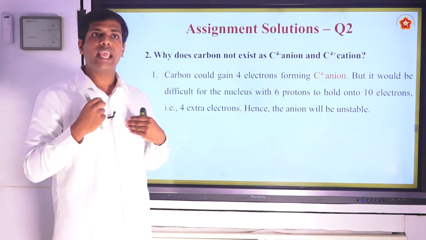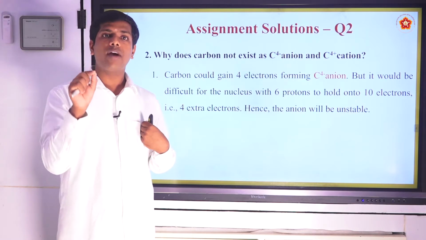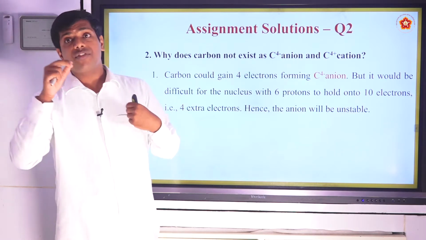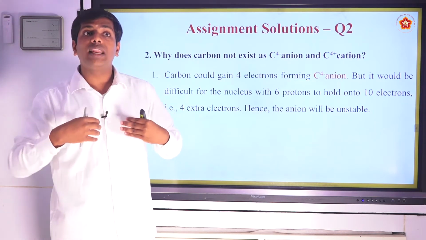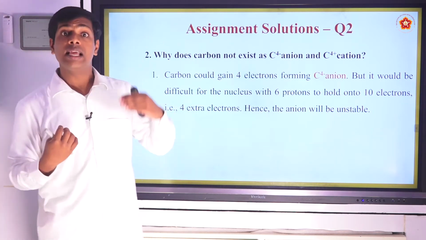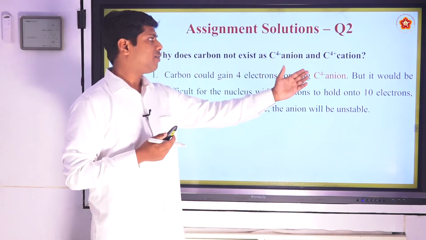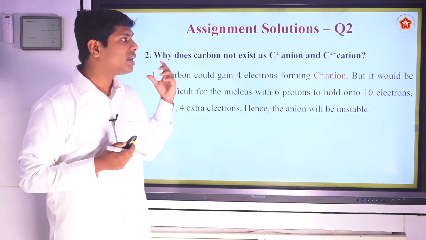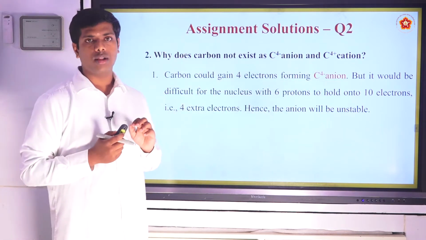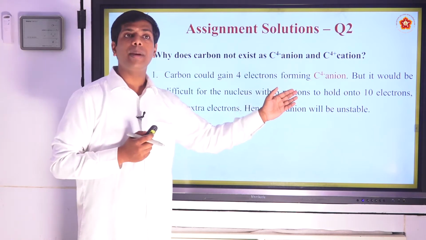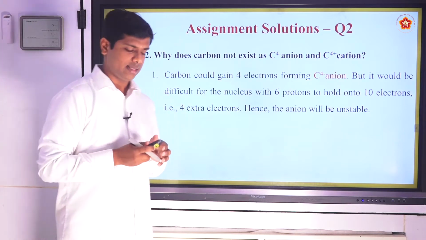For example, I gave an example. If I have the capacity to have 2 idlis, and someone forces me to have 4 more idlis, it would be very difficult for my stomach to digest. Similarly, in the case of the C4 minus anion, it would be very difficult for the nucleus to hold on to 10 electrons, that is, extra 4 electrons. So, this anion will be unstable. That C4 minus anion would not exist.